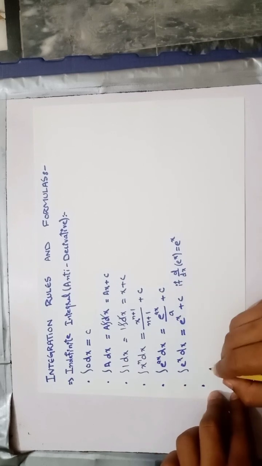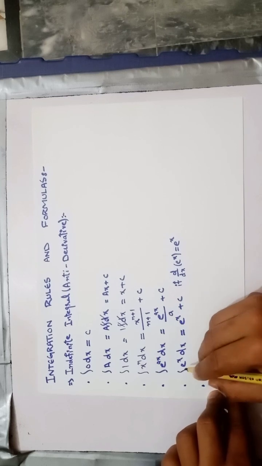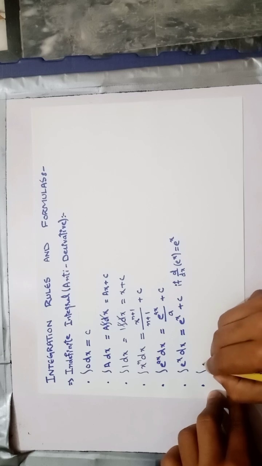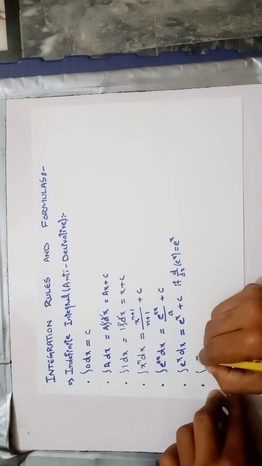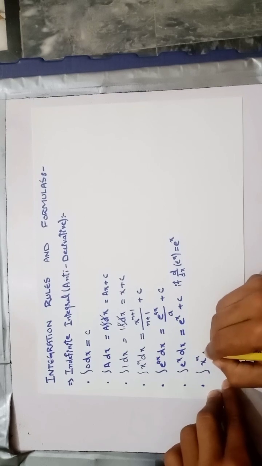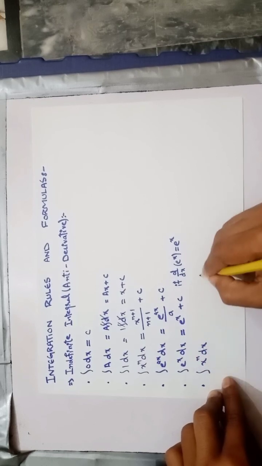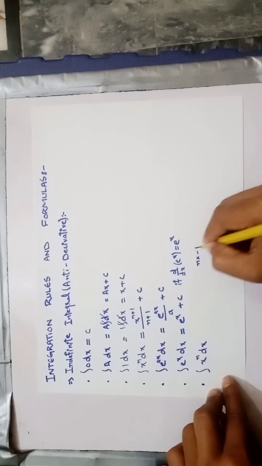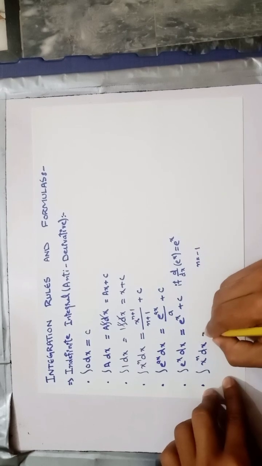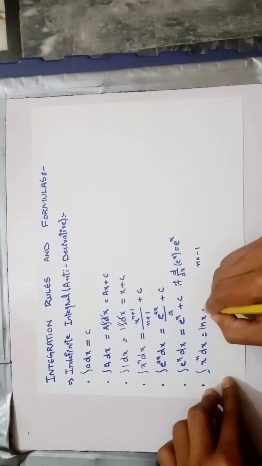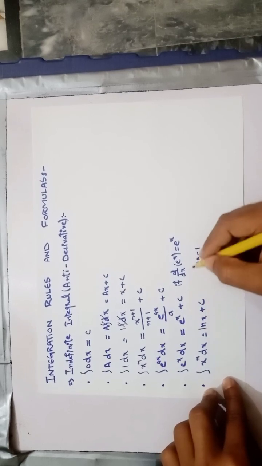And the next one is related to the algebraic function x power n, but there is a condition that n is equal to -1. Then what is the answer? The answer will be natural log of x plus c.